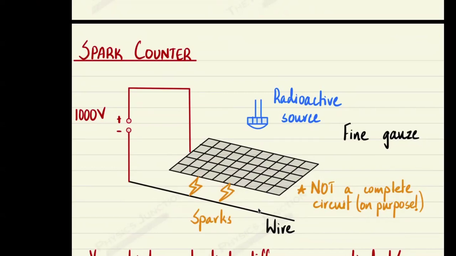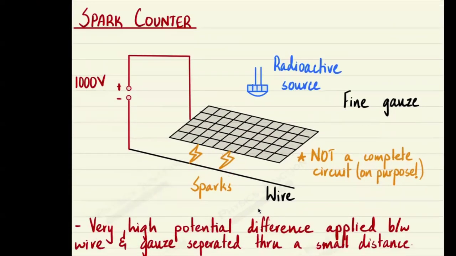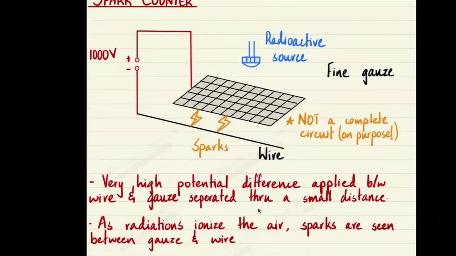So the same thing is going to happen here, that these ions are going to jump across this huge potential difference, and that's going to lead to sparks. And by counting these sparks, we can again have an idea of how much decay is happening. So this is also written here: a high potential difference between a wire and gauze separated through a small distance for us to see those sparks.